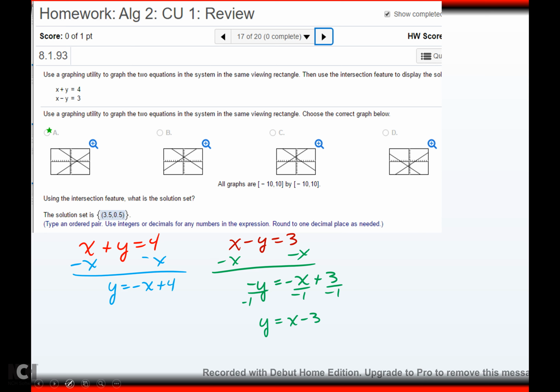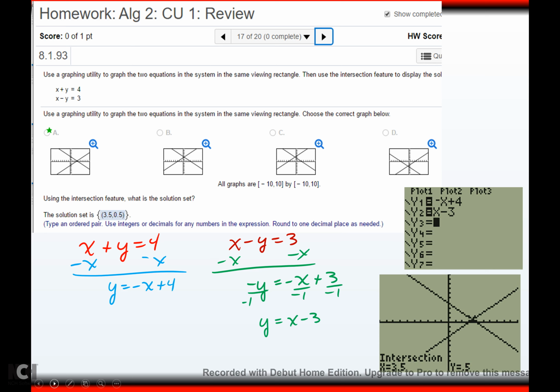So then I'm going to go to my graphing calculator, and I'm going to go to y equals, type in negative x plus 4 for y1, and x minus 3 for y2. When you hit graph, you get this picture. Then you go to second calc, and choose intersection, and then it'll say first curve, second curve. Just hit enter, enter, enter, and it will zoom in on the intersection point, which is 3.5, comma 0.5.